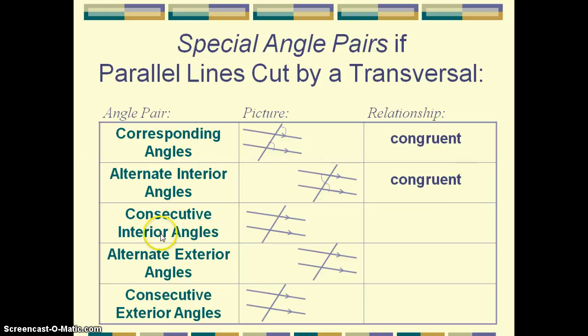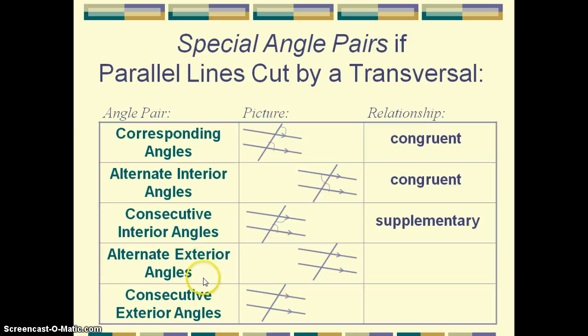Next, we have consecutive interior angles. These angles are going to be on the same side of the transversal, which means consecutive. They're like next to each other. And interior means they're on the inside. The relationship between these two angles is that they are supplementary.